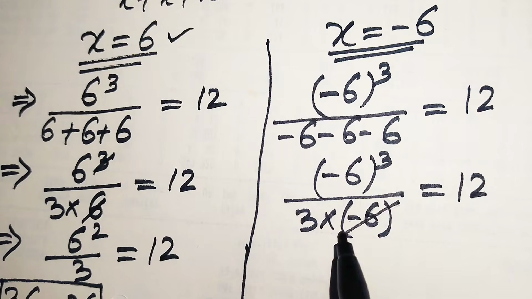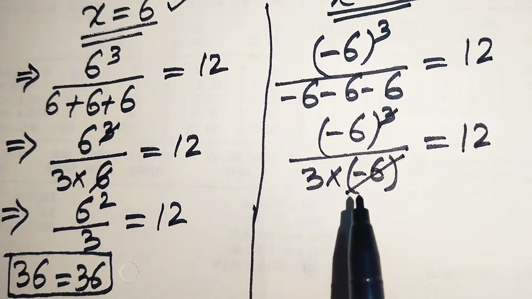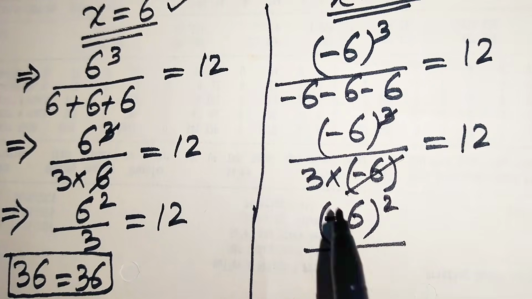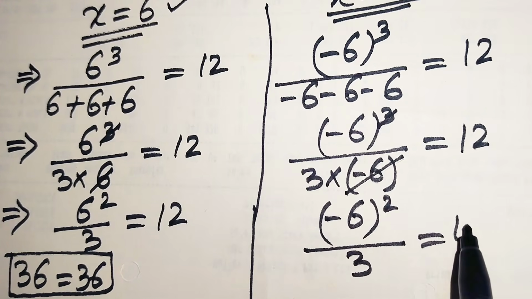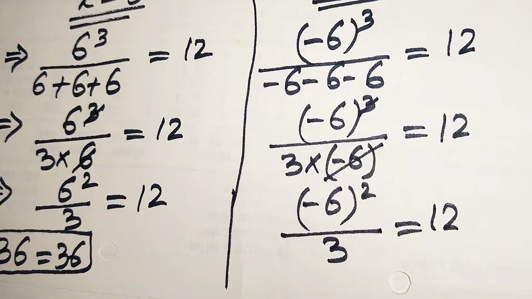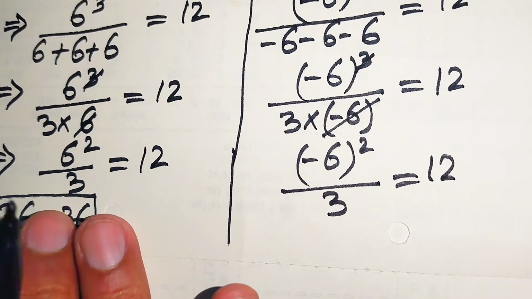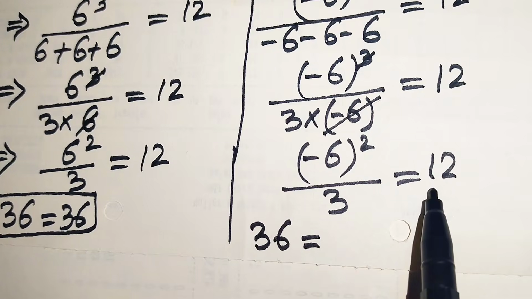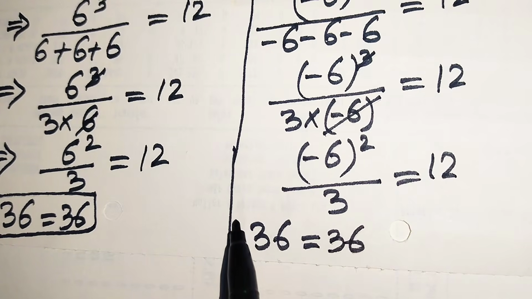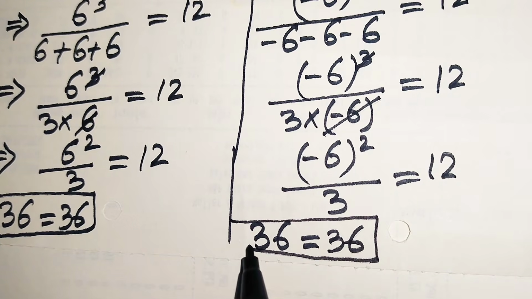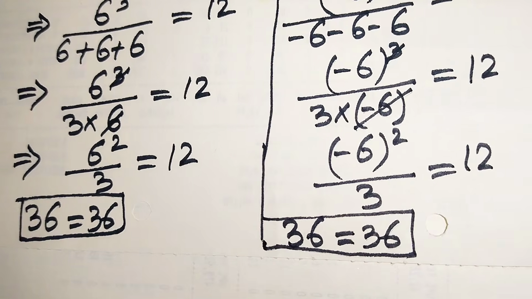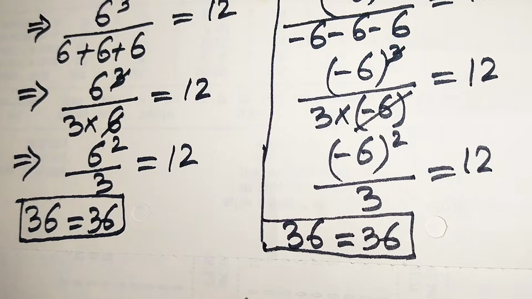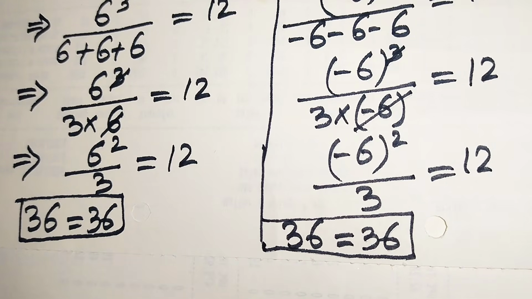Further, you see this minus 6 is cancelled out by this minus 6, and we obtain the remaining values minus 6 squared divided by 3, and this whole equation equals 12. In the next step, minus 6 squared becomes positive 36, and 3 times 12 becomes positive 36. You see that both sides are again equal. It means that the value x equals minus 6 also satisfies our given question statement.